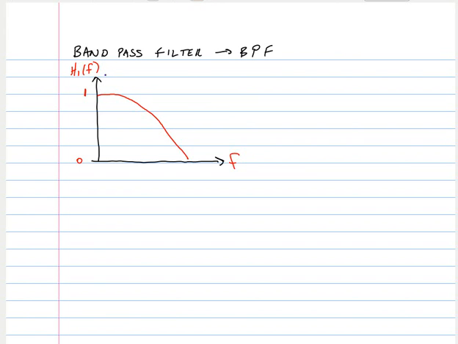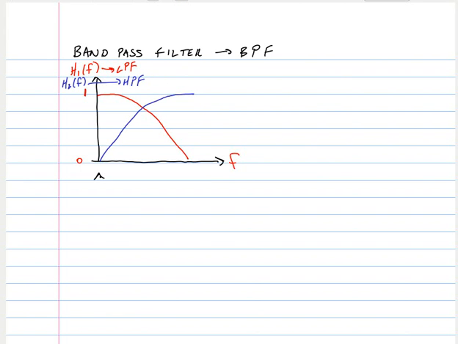Now this H1 of F is a low pass filter, LPF. We also looked at filters that had functions like H2 of F, where they start off being attenuated at low frequency, and at high frequency there's very little attenuation. These filters are called high pass filters because they allow high frequency signals to pass through them.